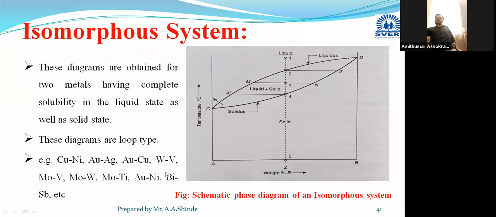bismuth. Bi is for bismuth, and Sb is the symbol for antimony. If you are able to remember the name, you can directly write bismuth and antimony, or Bi-Sb. So these are some examples. One, two, three examples are sufficient. I have collected here 7, 8 examples. If you are able to write 2 or 3, that's sufficient.